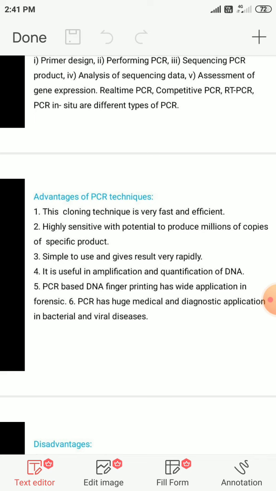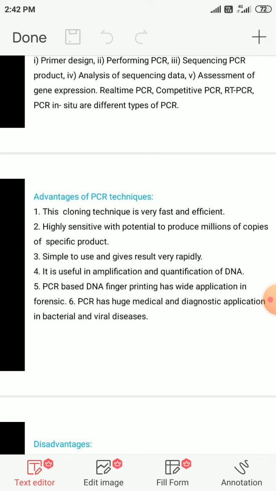Second, it is highly sensitive, with the potential to produce millions of copies of the specific product. Millions of copies of the specific product are formed with the help of the polymerase chain reaction technique. It means that copied gene sequences are formed with the help of the RT-PCR technique, and this is the best and very advanced advantage of the PCR technique.